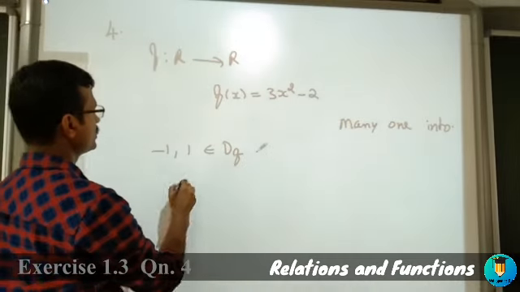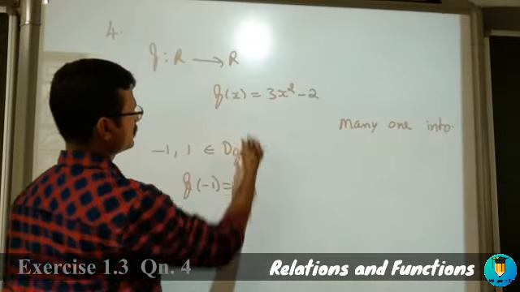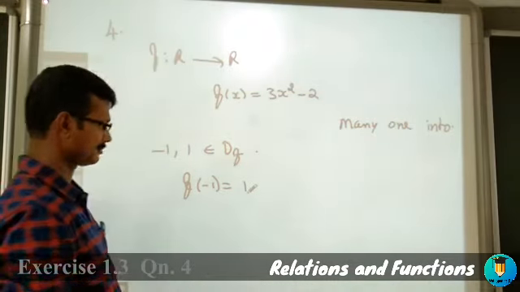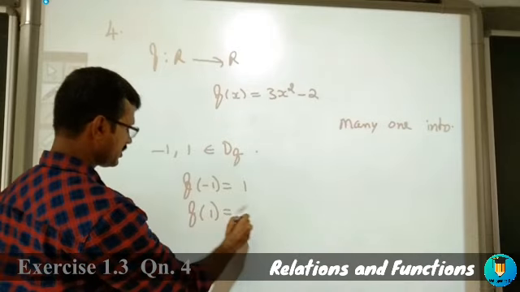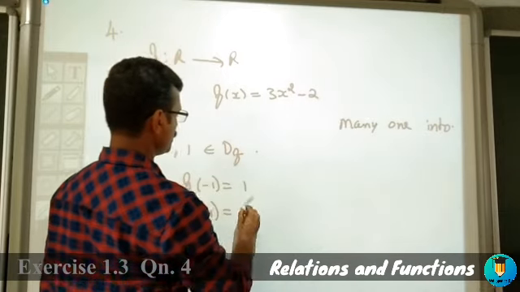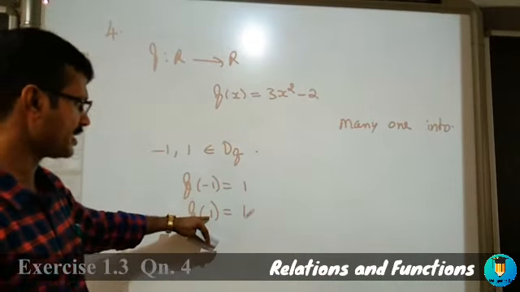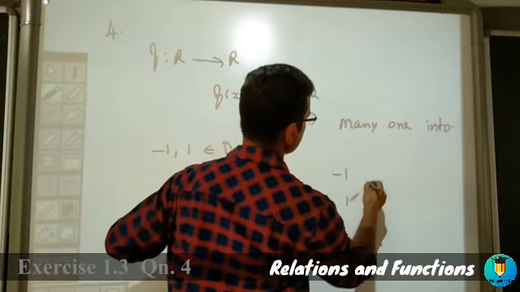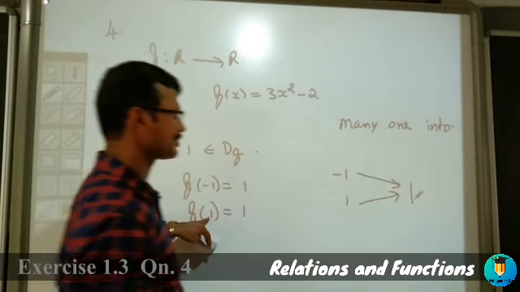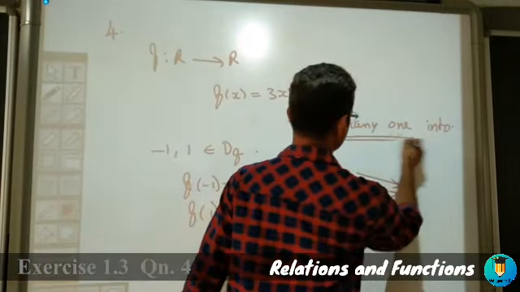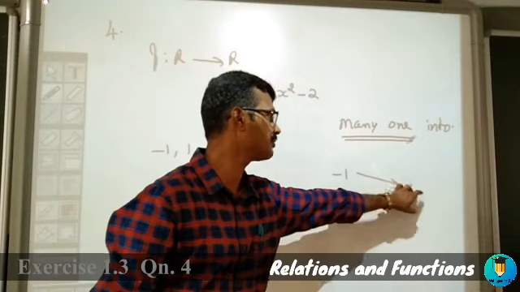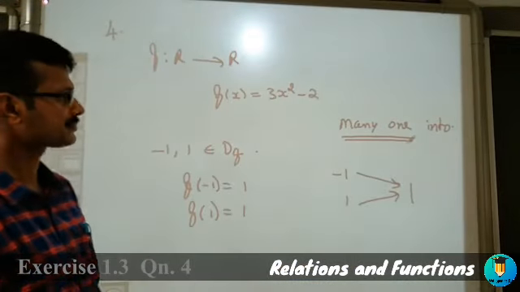Let's see what the image is. f of minus 1 is equal to 3 into minus 1 square, so it is 3 minus 2, which is 1. Then f of 1 is 3 into 1 square, that is 3 minus 2, which is 1. Here you can see minus 1 and plus 1 both have the same image, 1. So it is a many one function, since many elements are connected to one element.